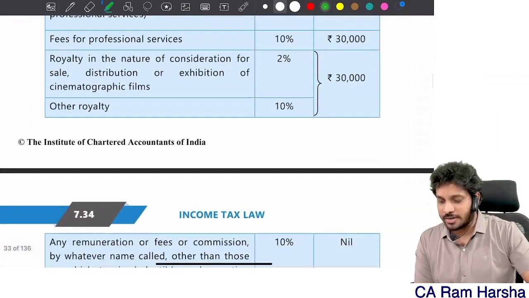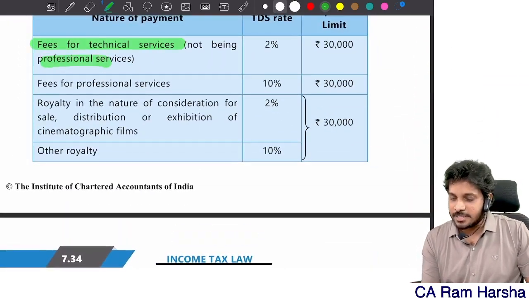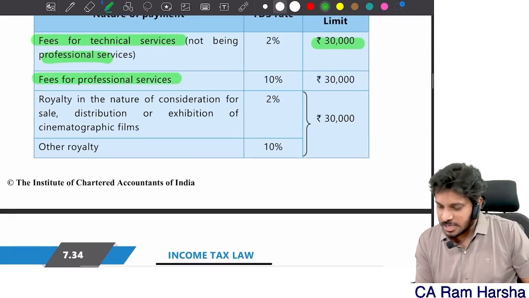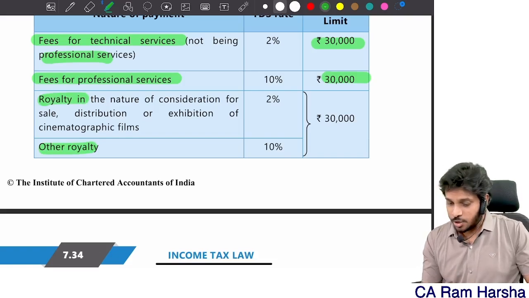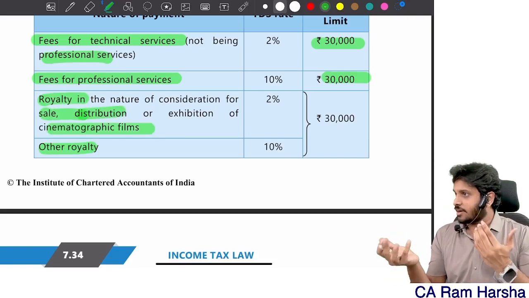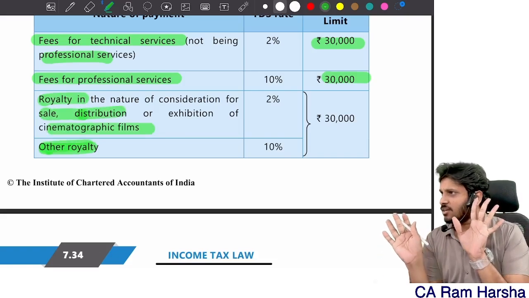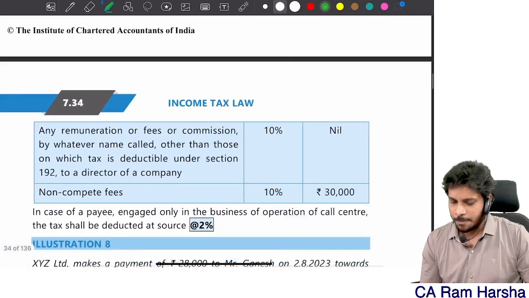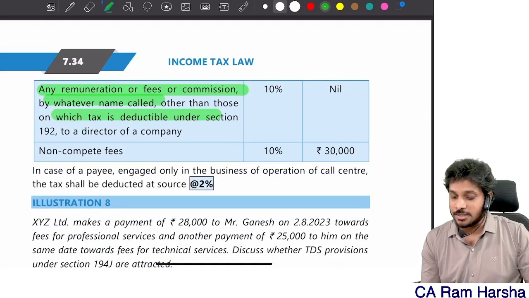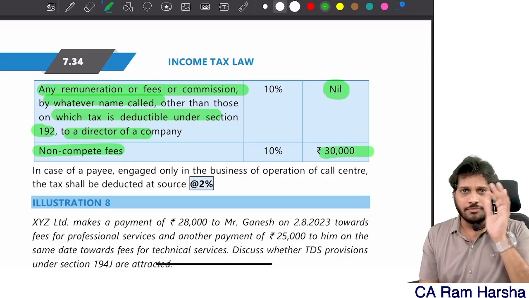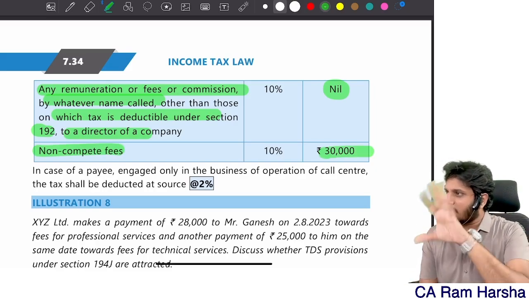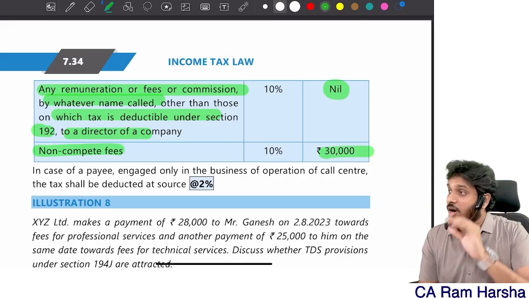What is the threshold limit given for each category? For technical services, 30,000 per annum. For professional services, 30,000 per annum. For royalty, whether you are paying royalty for cinematographic or other royalty, doesn't matter. Total royalty, how much you are paying? 30,000. For any remuneration to a director, what is the limit? 0. Whereas non-compete fee again 30,000. So out of the 5, except director remuneration, all other amounts payable are subject to 194J, where there is a separate limit of 30,000.